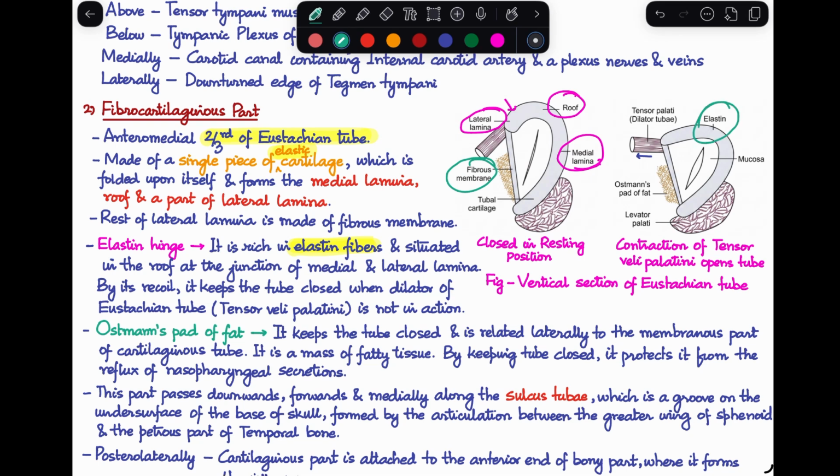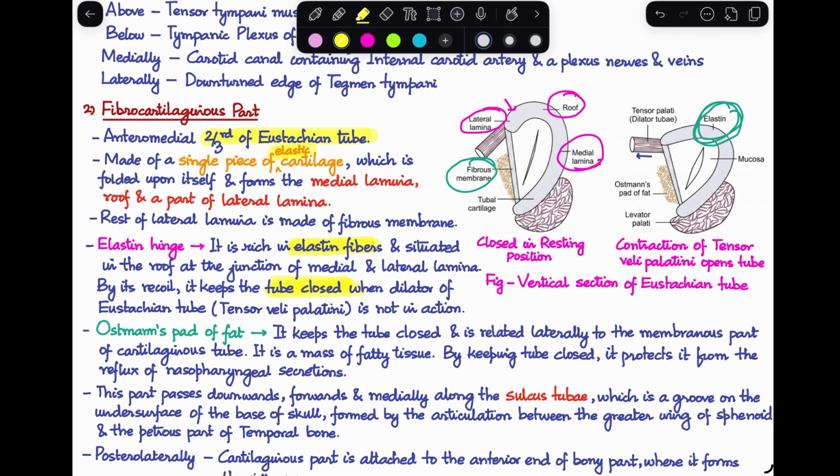If you look at the image here, this is where the elastin hinge lies at the junction of the medial and the lateral lamina. So the purpose of the elastin hinge is that when it recoils, it tries to keep the tube closed. Now, can you tell me which muscle is called the dilator of the eustachian tube? It's the tensor veli palatini muscle.